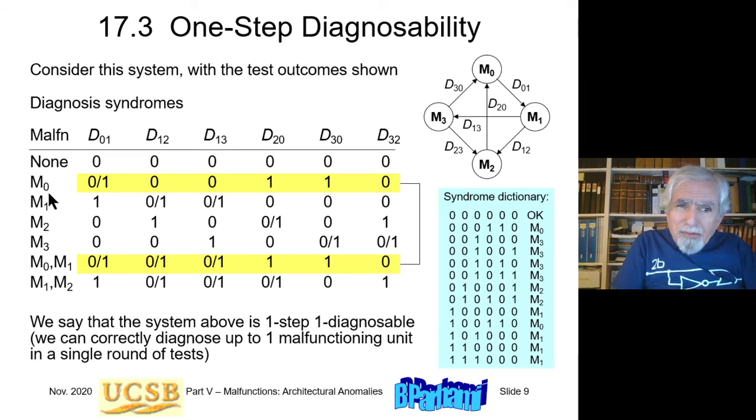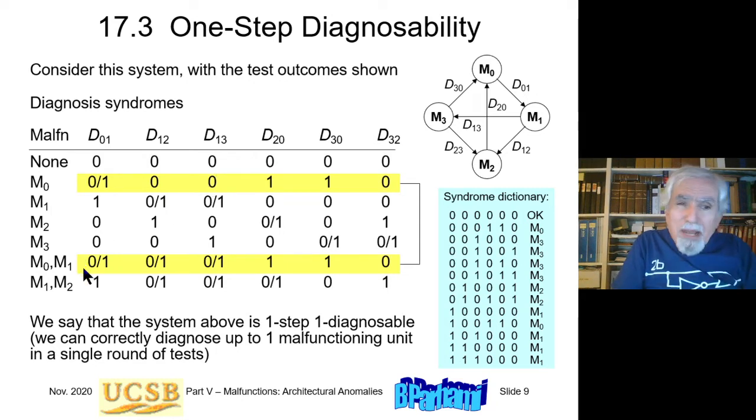As long as you have a single malfunction or no malfunction, these test outcomes, the syndrome, basically tell you whether you have no malfunction or one of these cases, because all the signatures are distinguishable. So M3 malfunctioning is distinguishable from M0 malfunctioning. The two cases are distinguished.